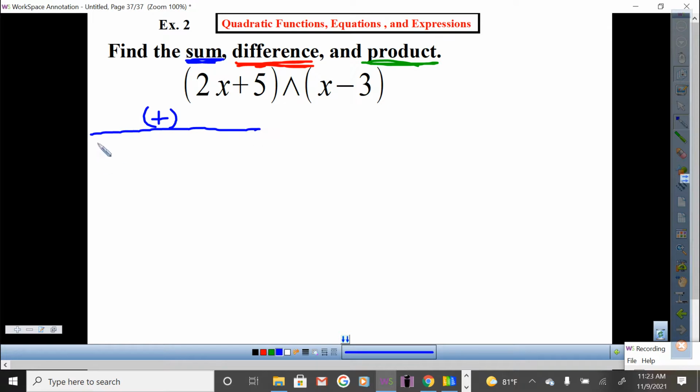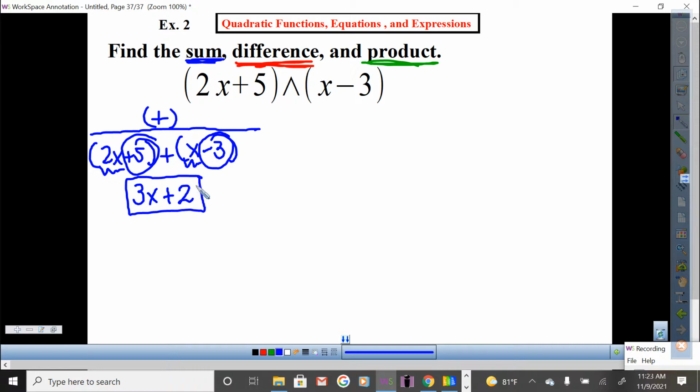So we end up with 2x plus 5 plus x minus 3. Just to reiterate, is there anything outside of the parentheses that we need to distribute? No. So that means we ignore the parentheses and just combine. What is 2x plus 1x? That's 3x. What is 5 and negative 3? That gives us positive 2. And that's our sum.